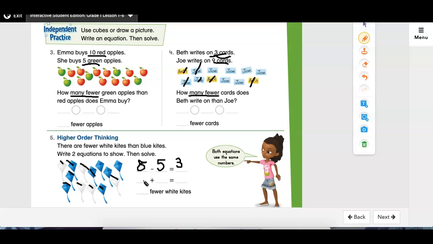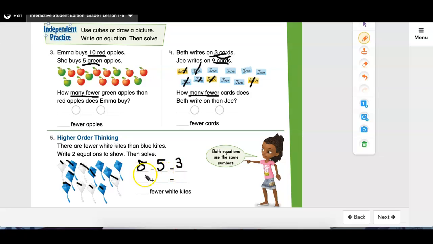Now, if I needed to show it a different way, so with addition, how can I show this a different way? What plus what would equal my answer? So I got this equation by taking the total number of blue kites minus the total number of white kites to see how many fewer white kites there were than blue kites.